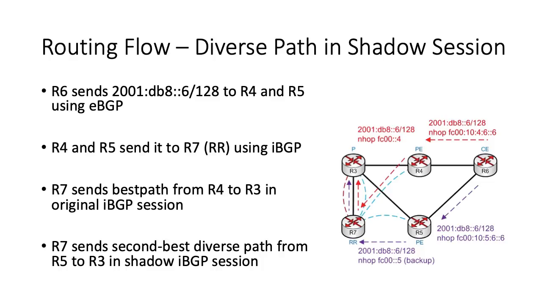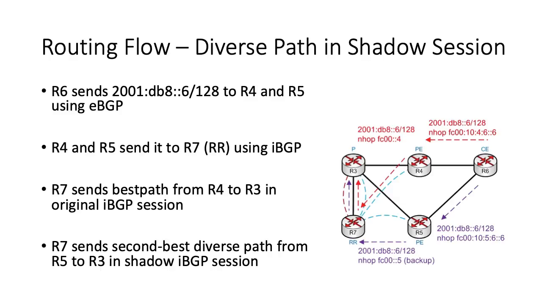R6 continues to advertise its loopback prefixes to R4 and R5 over eBGP, which hasn't changed. Both R4 and R5, the egress PEs, select this eBGP route as their best path and advertise it to R7, the route reflector. R7 then selects one of the routes as best and reflects it to the other iBGP routers. Specifically, the path via R4 is preferred, and we'll focus on R3's reception of it.